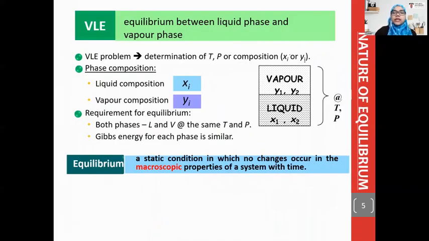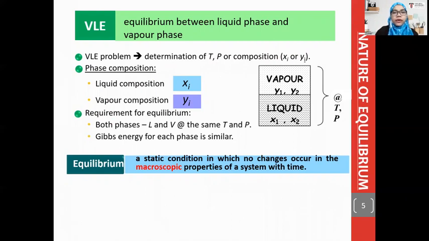Okay, VLE is an equilibrium between liquid phase and vapor phase. In solving the VLE problem, usually we tend to determine the temperature, pressure, and the composition, whether in the liquid or vapor phase. Okay, the phase composition. For the liquid composition, it is denoted by x. And the vapor composition we denote as y.